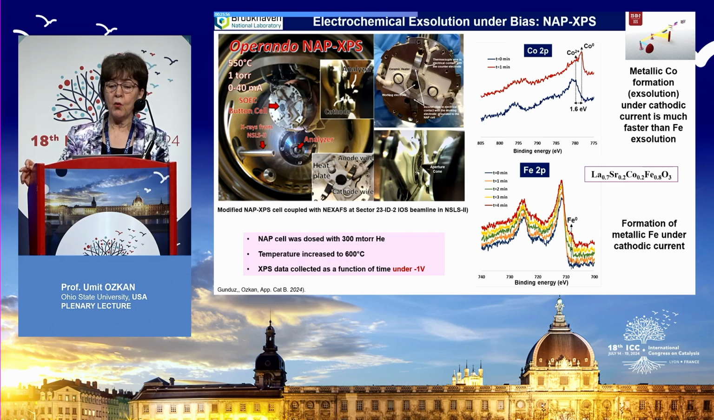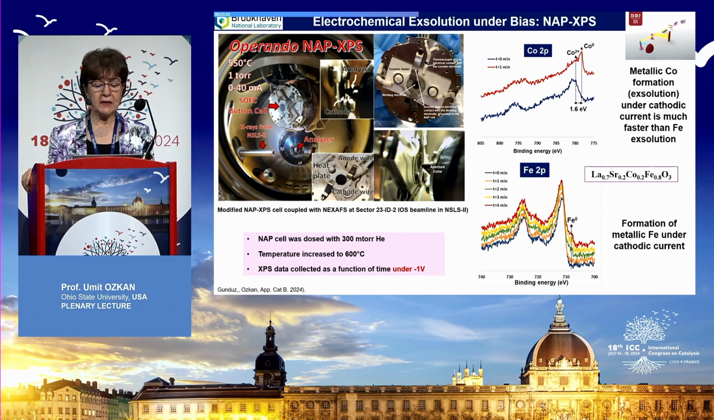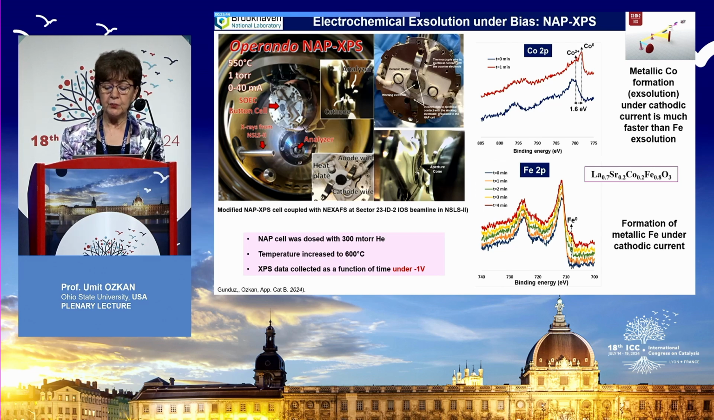Now, we were able to observe this phenomenon in situ using an NAP-XPS technique at the Brookhaven National Lab. So if we look at the iron 2p region, there is the iron 0 formation. So there is metallic iron formation, but it takes longer and it is not as prominent. But if you look at the cobalt, it is essentially going from a +2 oxidation state to mostly a 0 oxidation state within 1 minute. So the exsolution is happening, and we can observe it in situ using this NAP-XPS technique.